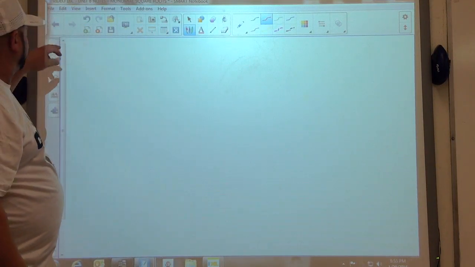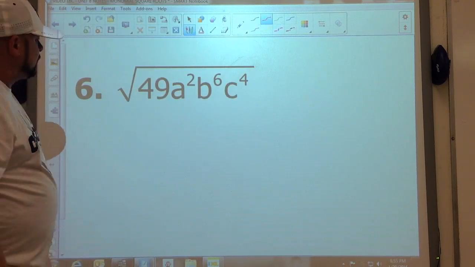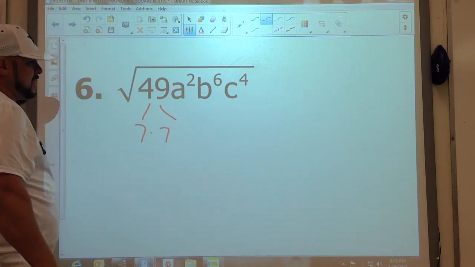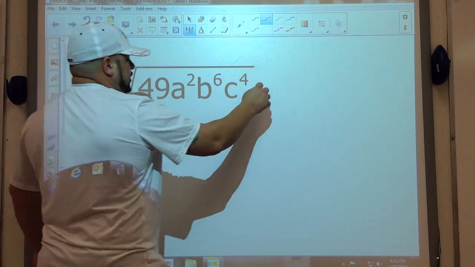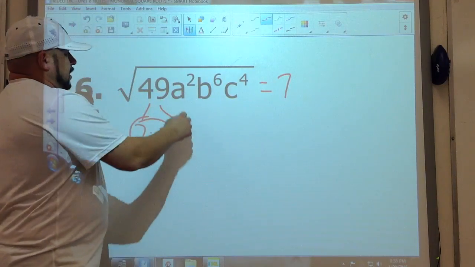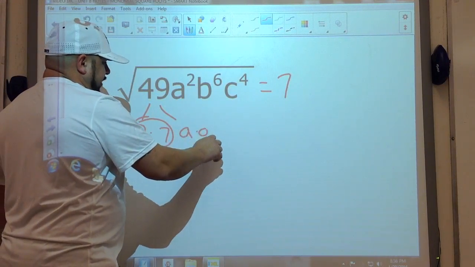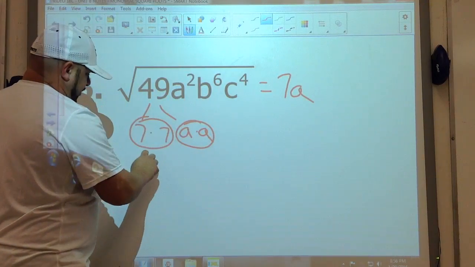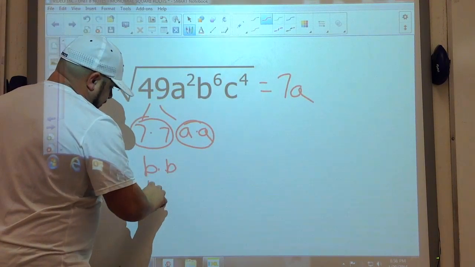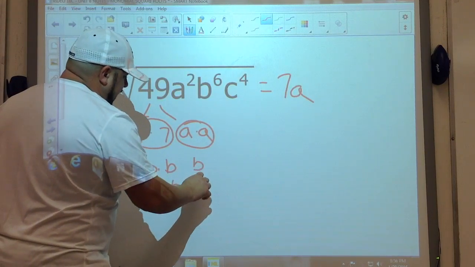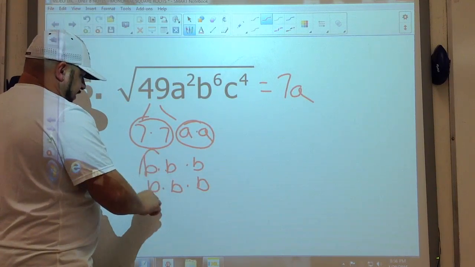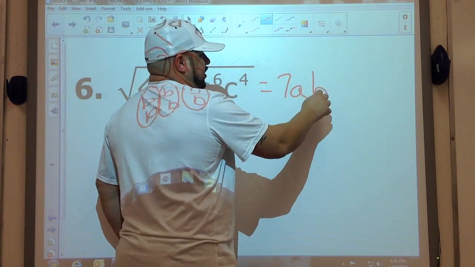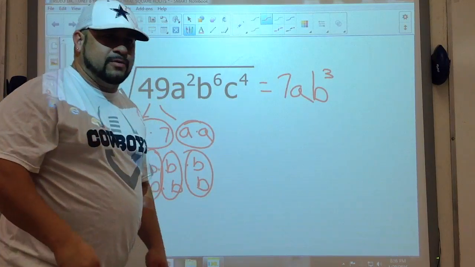Number 6, and this is actually our last one. So let's look. The square root of 49 is 7. So I have 7 times 7. I have 1 set of 7's. A squared, that means I have 2 a's. That's 1 set of a's. I have 6 b's, so I can do 1, 2, 3, 4, 5, 6. So that means I have 1, 2, 3 sets of b's. So that would be b to the 3rd power.